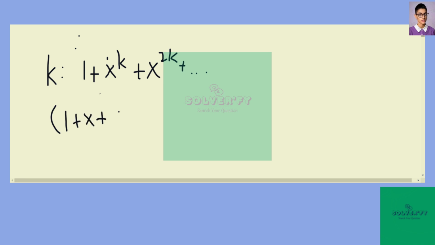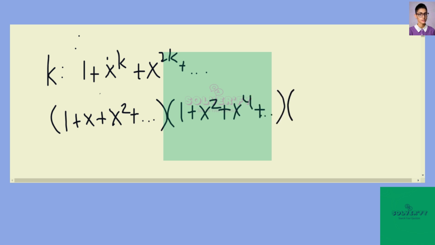And we have the total generating function is going to be the generating function for 1's, which is 1 plus x plus x squared, and so on, multiplied by the generating function for 2's, 1 plus x squared plus x to the 4th, and so on, times the generating function for 3's, 1 plus x cubed plus x to the 6th, and so on. And this keeps going on.